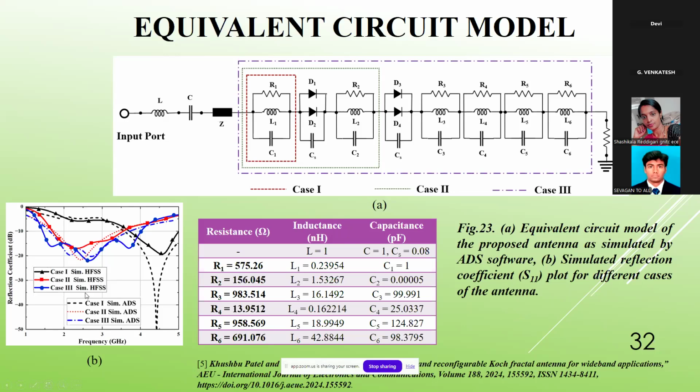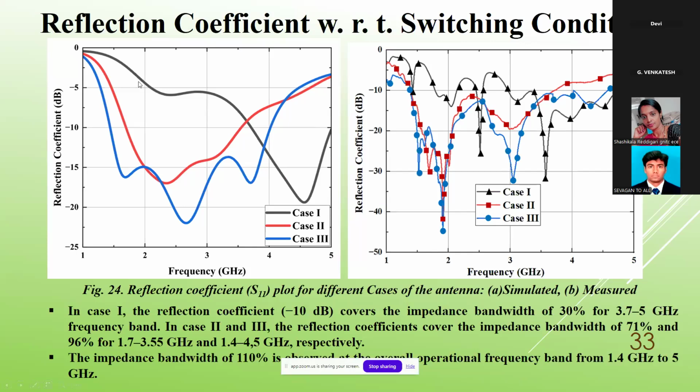And accordingly, we have gone for the reflection coefficient based on the HFSS software we have designed, and compared with ADS. So you can see the reflection coefficient. Similarly, different values can be obtained from the different formulas of RLC. So now coming to the reflection coefficient with respect to the switching conditions, case 1, case 2, case 3. The black is case 1.